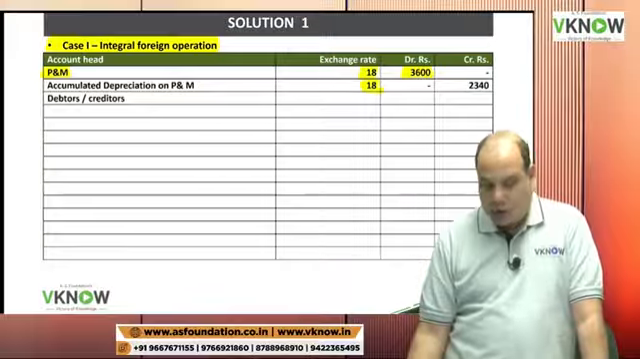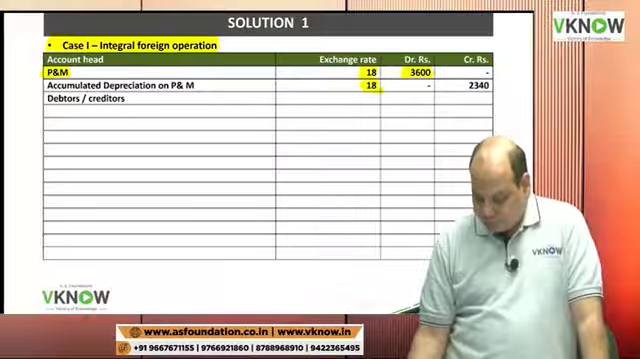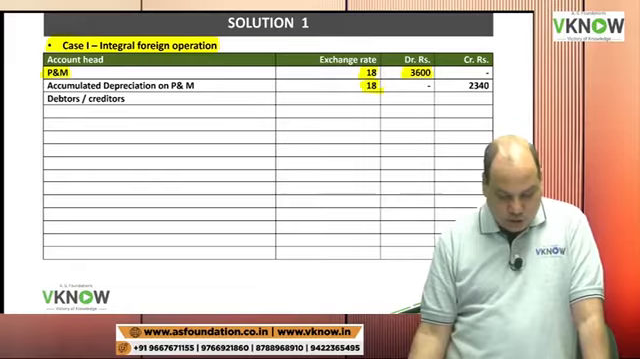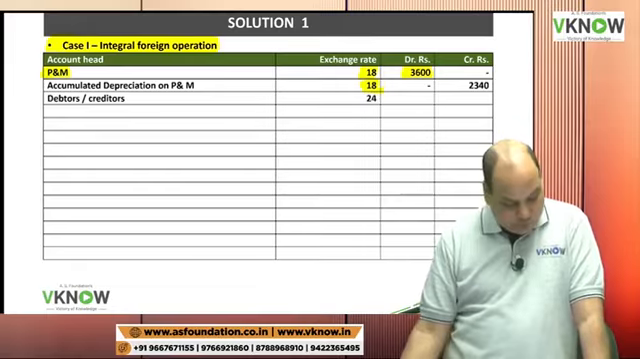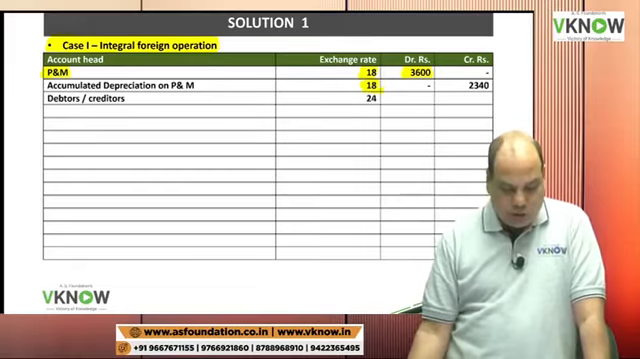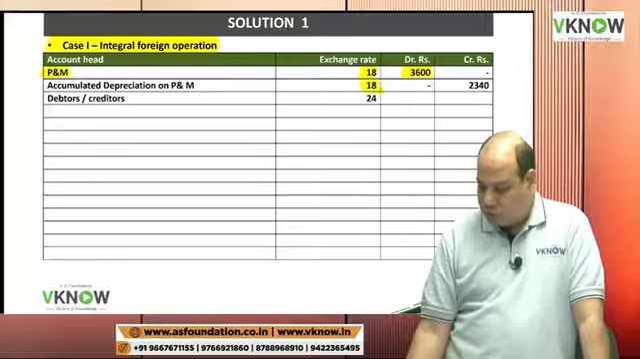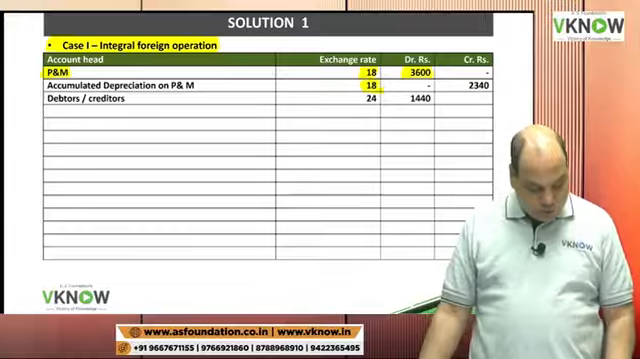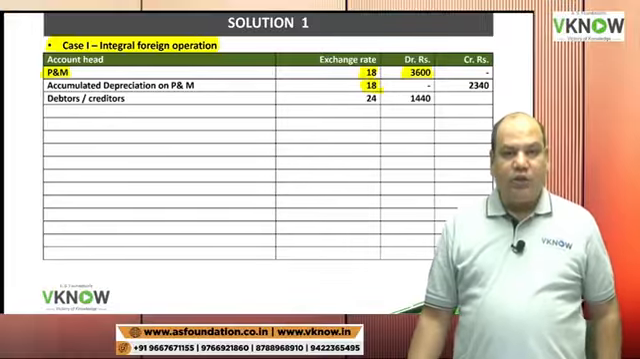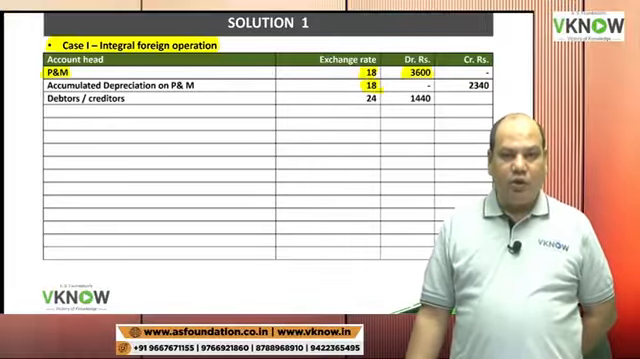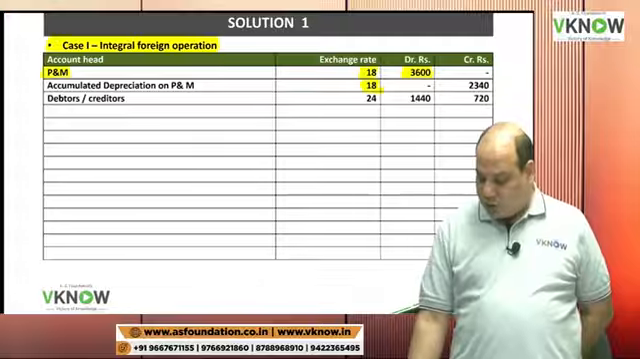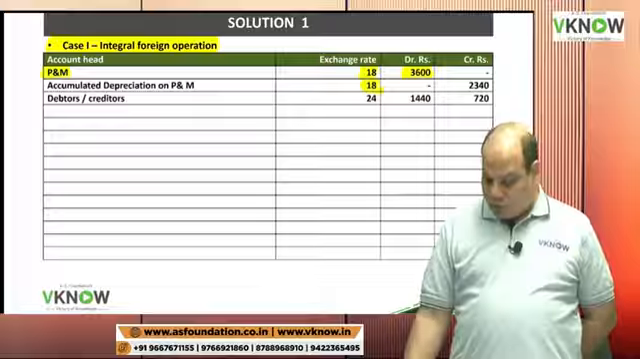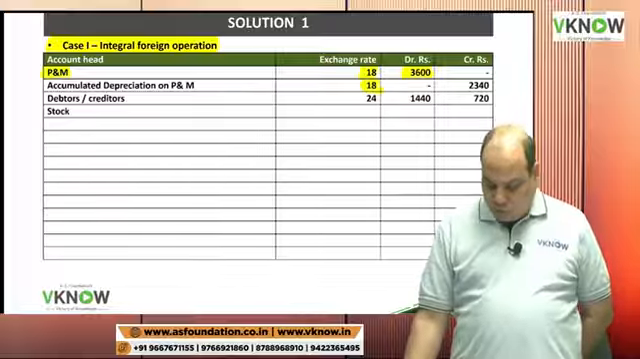Debtor and creditor are monetary items. We will apply the closing rate 24. 60 into 24, 1440. Creditor is 30 Australian dollar. 30 into 24, 720.